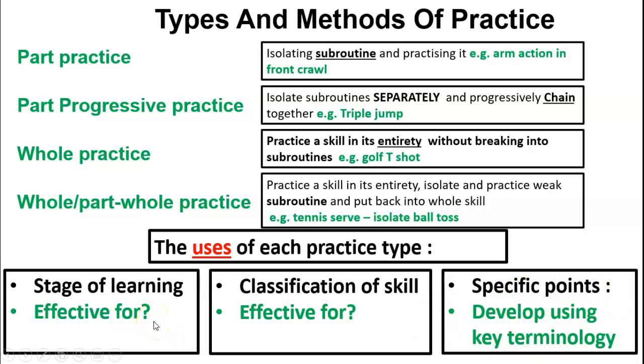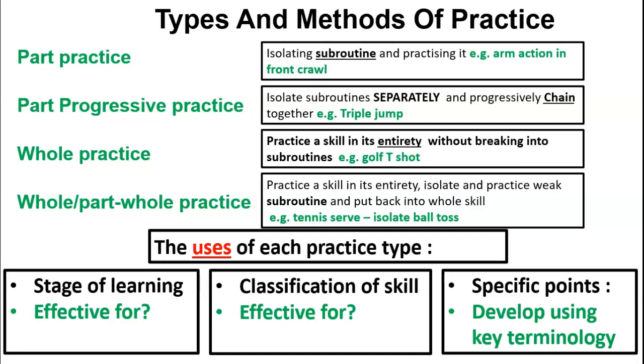Obviously, you don't have to write this because you'll come on to it in the next one, but let me just give it to you. If I took part practice, then, okay, part practice involves isolating a subroutine and practicing it. This would be most effective for the cognitive stage learner, because you're breaking down the subroutine and practicing it as a part. This can give you confidence, because you can get success in the part rather than having to do something as a whole that might be quite daunting.